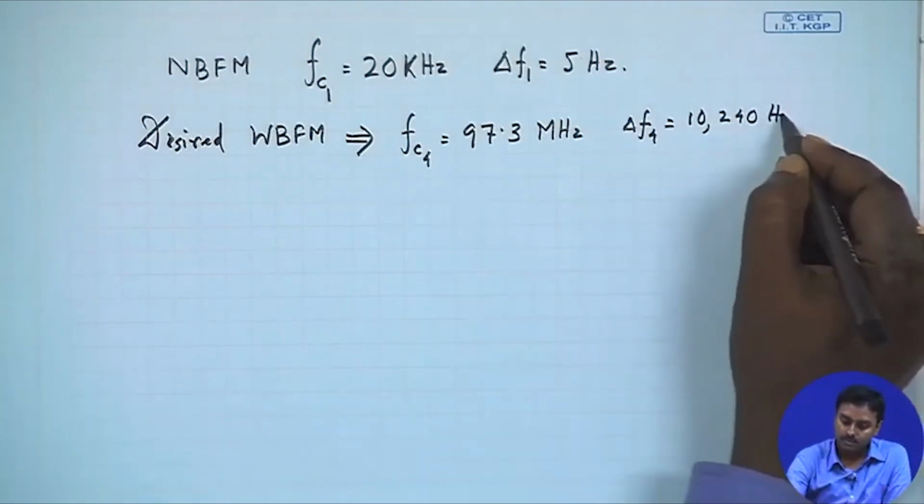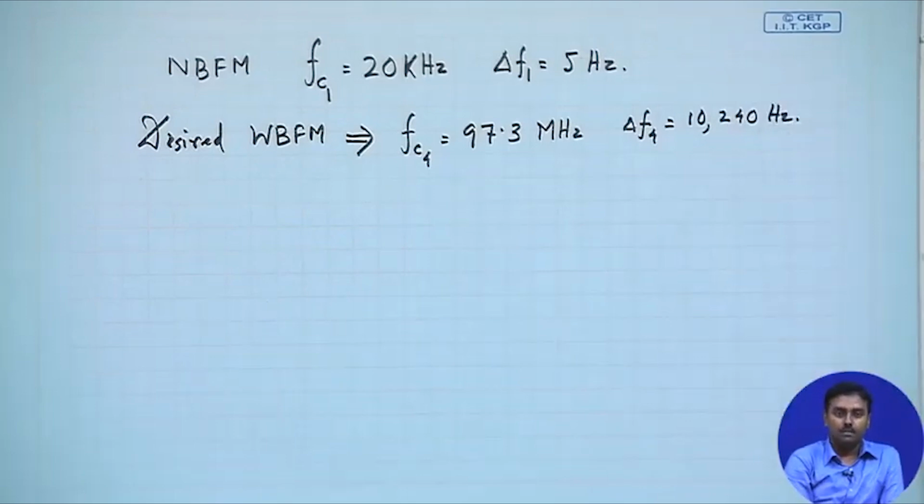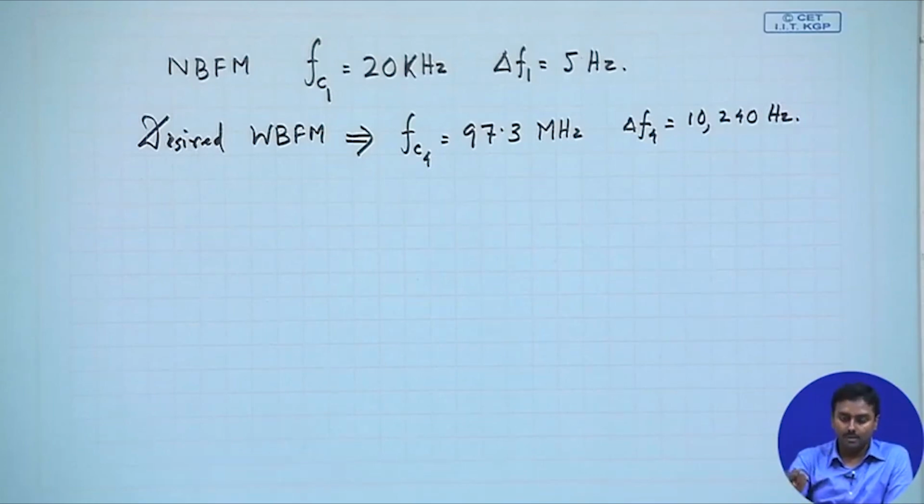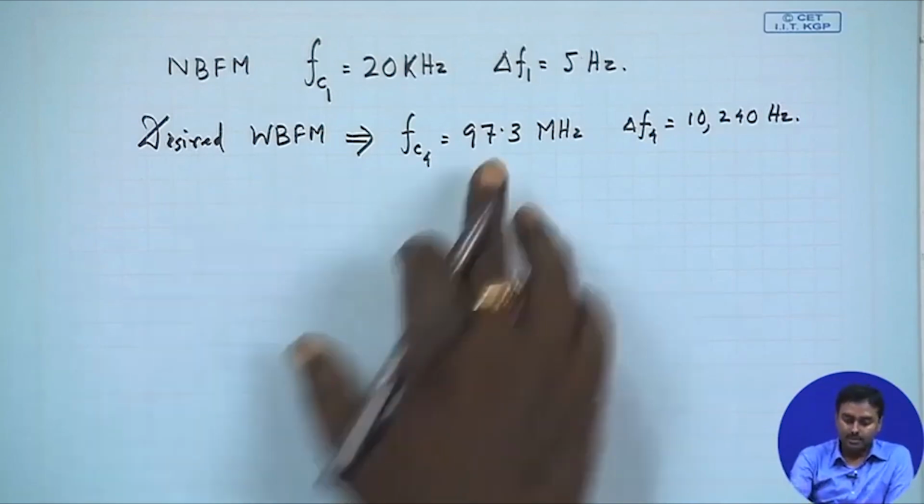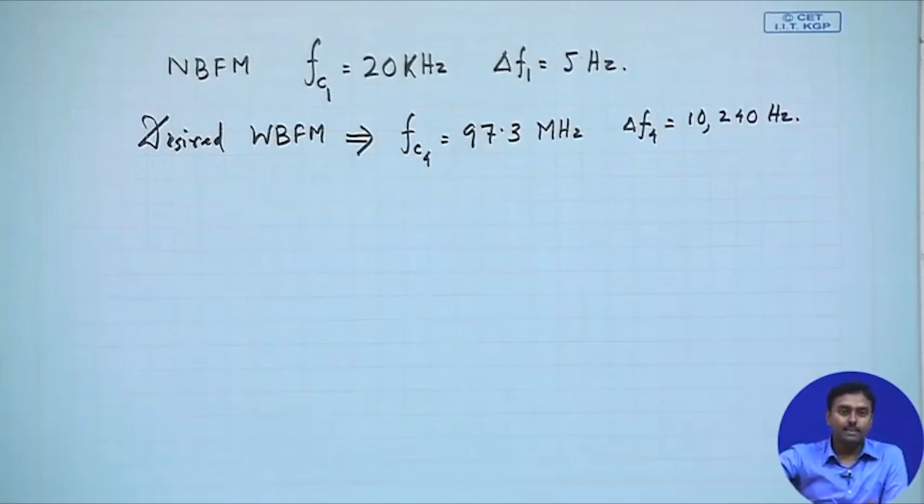Okay. That is 10 kilohertz, okay, or 10.24 kilohertz. So, that is the del f4 I wish. So, this is where I want to modulate, and that is the frequency deviation that I wish.